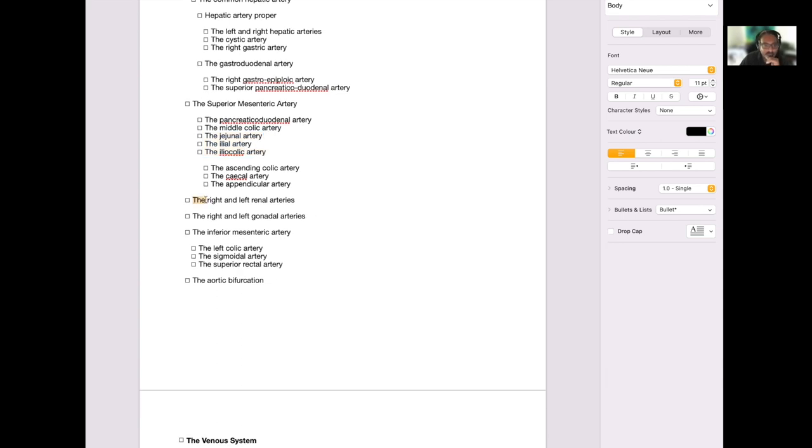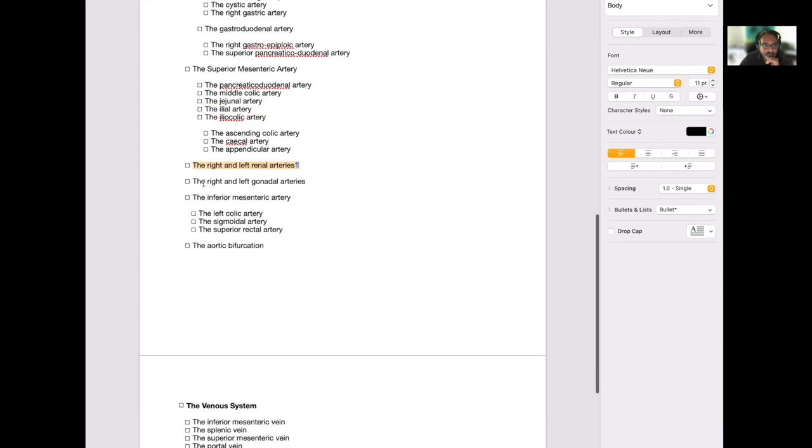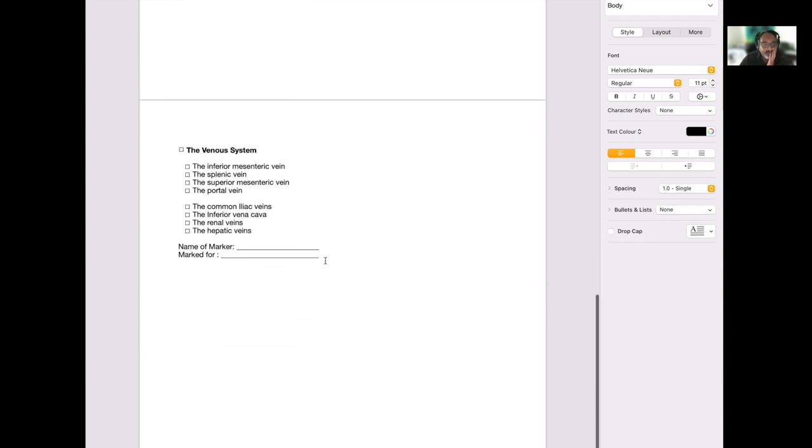We did the left and right renal arteries. We did not do the gonadal arteries. We did not do these. But we did the inferior mesenteric artery, and we saw some of the branches, yes? And then we got to the aortic bifurcation, correct? So let's do the venous system, and then we'll be done with this.